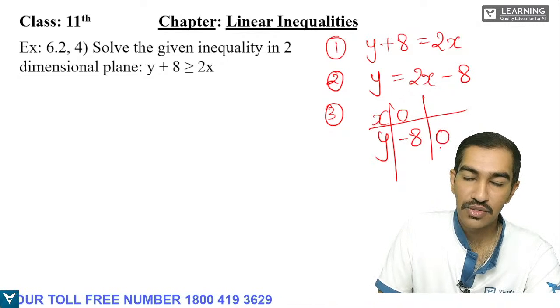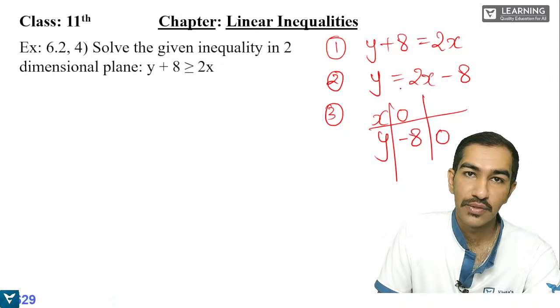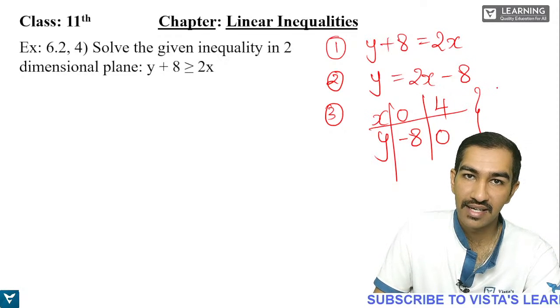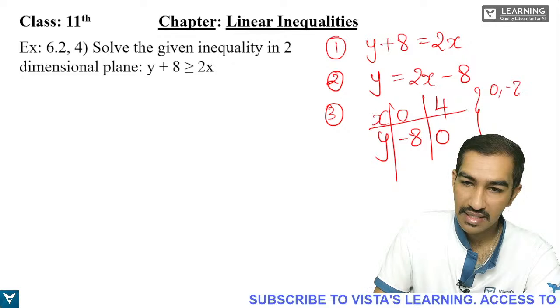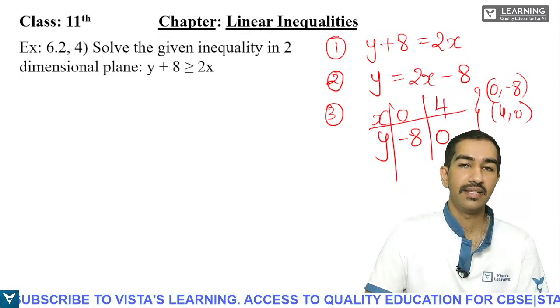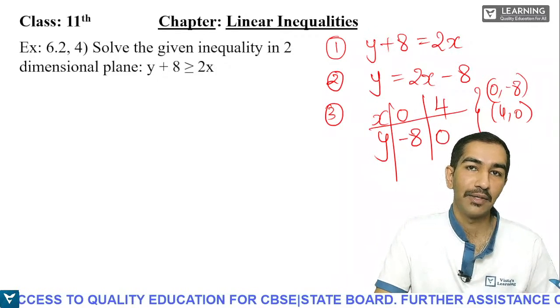Now put y is equal to 0. If you put y is equal to 0, that minus 8 will go on that side. So that will become 2x equals 8, and x will be equal to 4. What are the points we got from here? The points which we got are 0 comma minus 8 and 4 comma 0. These are the points which we got from the given inequality after converting into an equation.